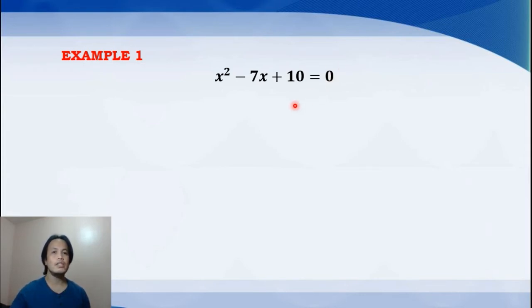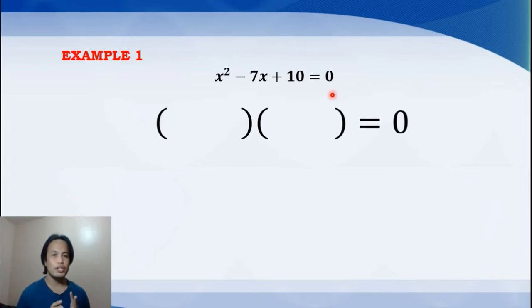So to solve this quadratic equation, x squared minus 7x plus 10 equals 0, by factoring, we have to have these two parentheses, two binomials. The first parenthesis is for the first binomial, and the second parenthesis is for the second binomial. So how do we factor this trinomial, x squared minus 7x plus 10?